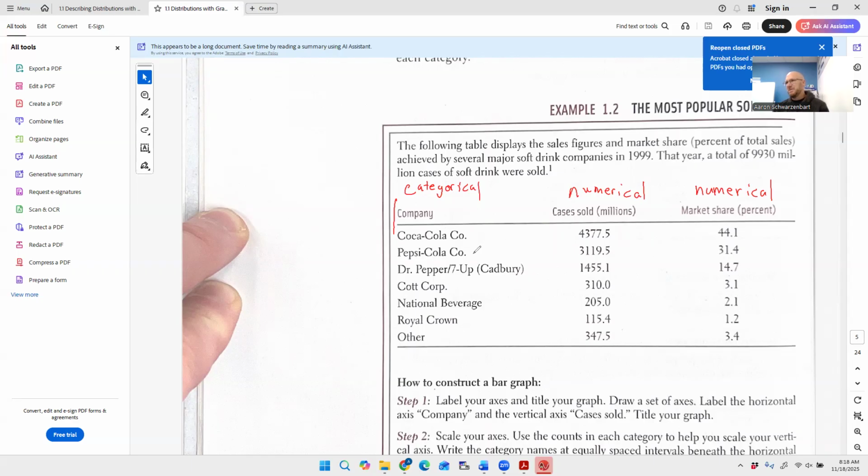Cherry Pepsi. I'm not sure what other ones there were. I don't know what Cadbury is, and I was alive then. Is that the company who makes that? Might be, or it might have been who it was.